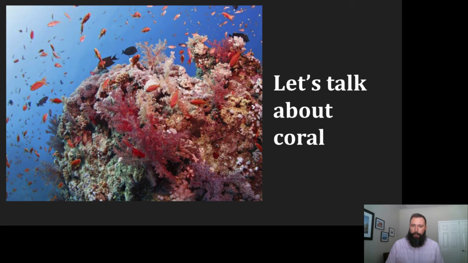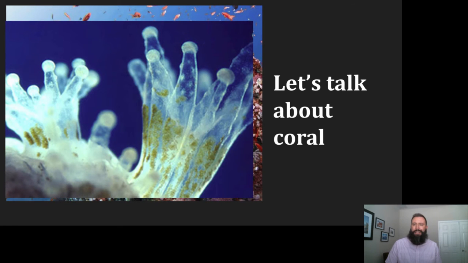Let's talk a little bit about coral. Coral are these wonderfully biodiverse aquatic ecosystems that are found within shallow waters in marine ecosystems. Coral is a really interesting composite organism in that it is made up of actually two different species of organisms. One, you see here, the kind of lighter color, is the coral itself, and then living within the coral are these photosynthetic algae.